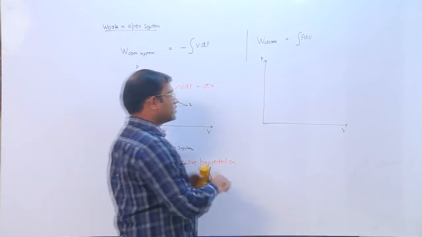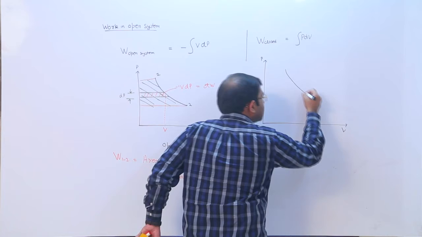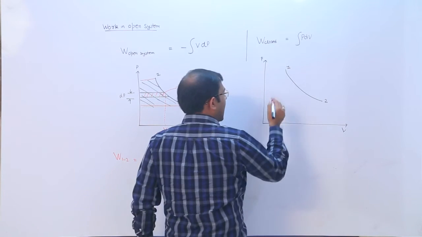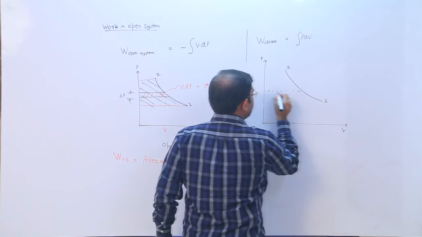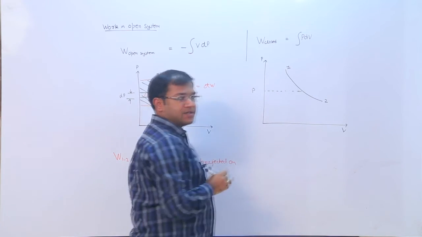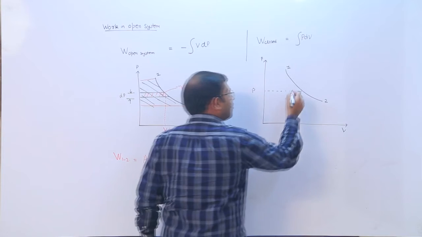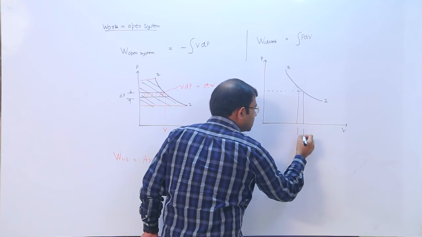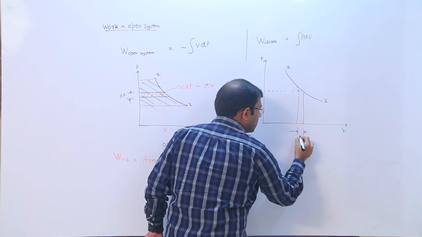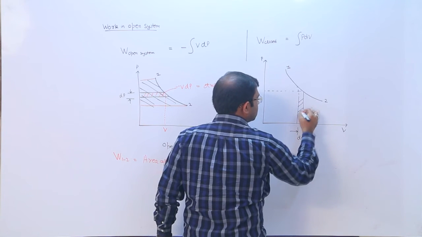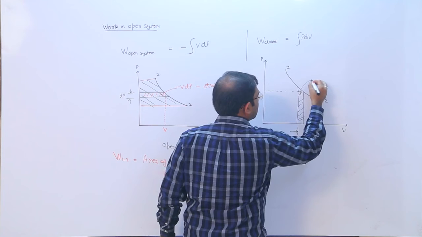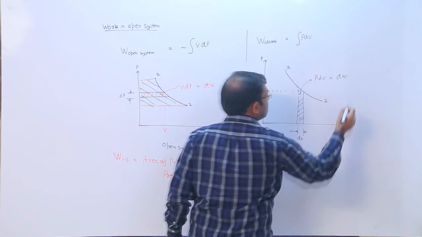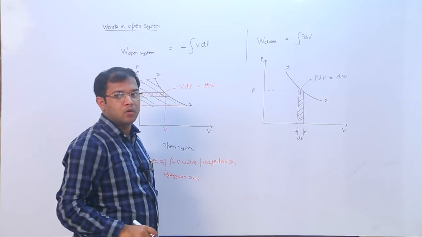Now come to a closed system. As I have already discussed, let this be a process 1 to 2. Fine. And let this be some intermediate pressure P1. And for a small time frame, the change in volume is dV. So this becomes your PdV, or equal to small work obtained dW.